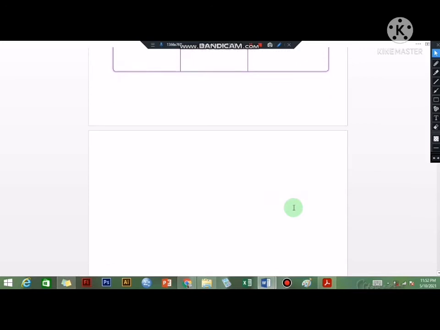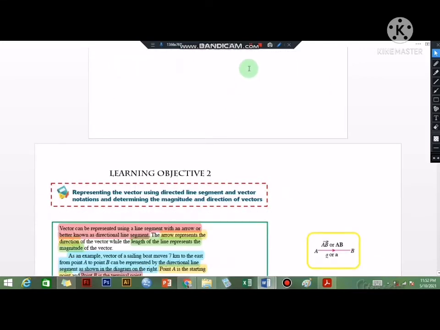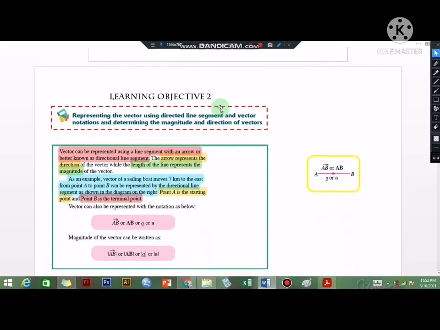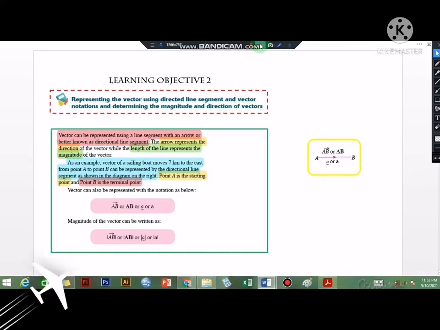Let's look at the next one. We go to our learning objective number 2, which is representing the vector using directed line segment and vector notations, and determining the magnitude and direction of vector.